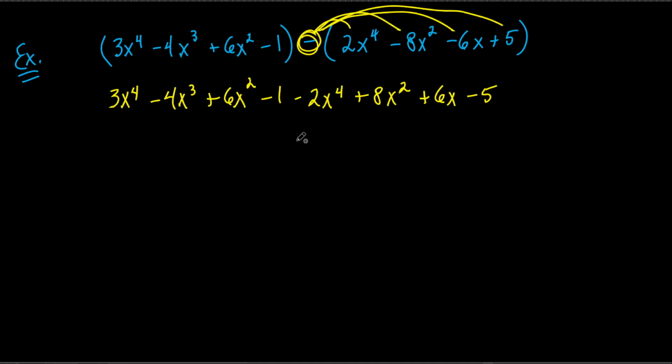Now it becomes an addition problem. So let's just do it real quick. X to the fourths: I got this one and I got this one. I got 3 minus 2, which is just 1 x to the fourth. Cancel that out. Check my math, make sure I'm doing this right.